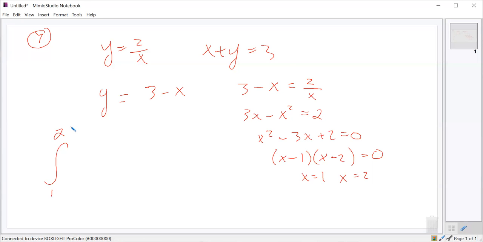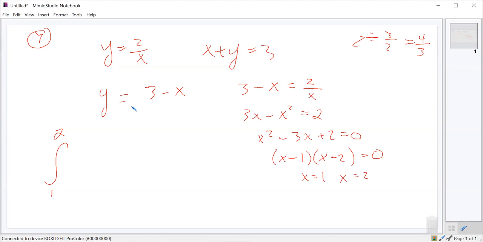Then we need to figure out which one is above the other one on that interval. So how do we figure out which one has a larger y value? Just plug in something between 1 and 2 into both of these and see which thing is bigger. Wouldn't that do it? Which one's bigger? If I plug in, let's say, 1.5 or 3 halves, 2 divided by 3 halves. What is 2 divided by 3 halves? That's 4/3, right?